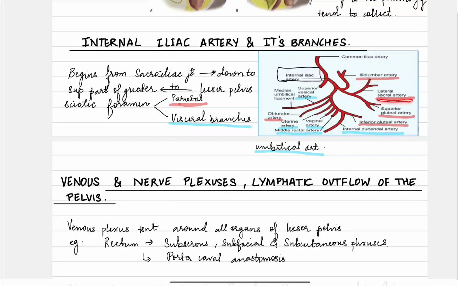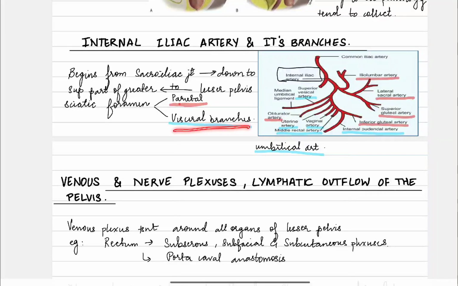iliolumbar, lateral sacral artery, superior gluteal artery, inferior gluteal artery and obturator artery. Parietal branches are iliolumbar, lateral sacral, superior gluteal, inferior gluteal and obturator. You just keep remembering parietal. See, it is giving only to the hip bone and its vertebra. Iliolumbar, sacral, superior gluteal, inferior gluteal and obturator.